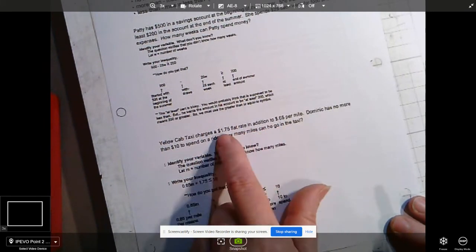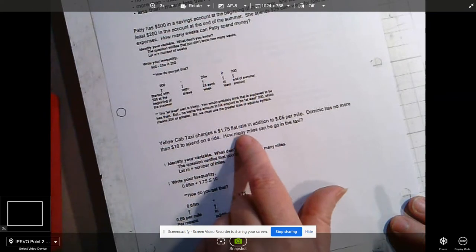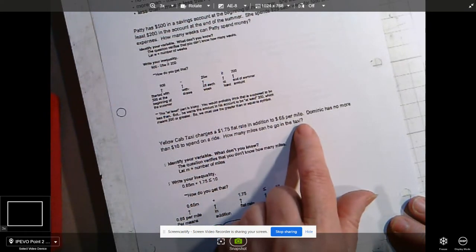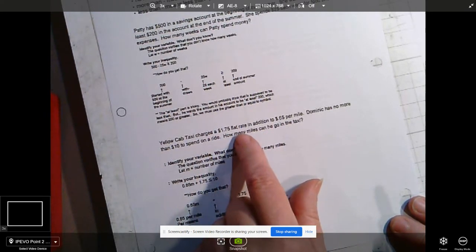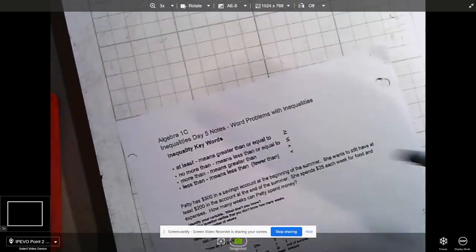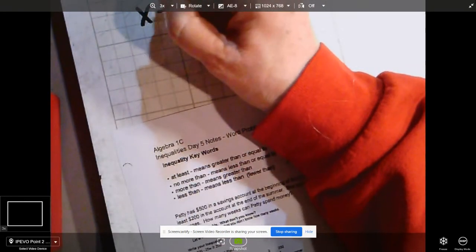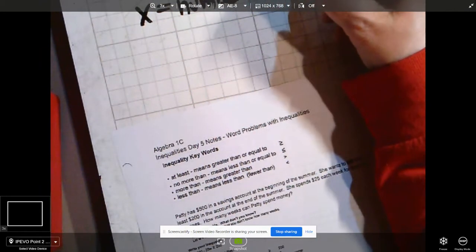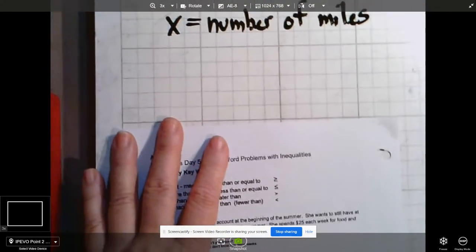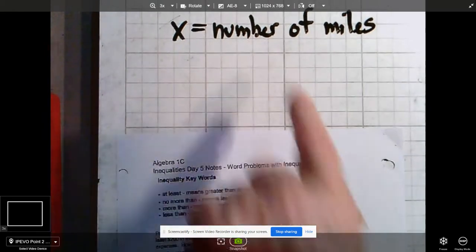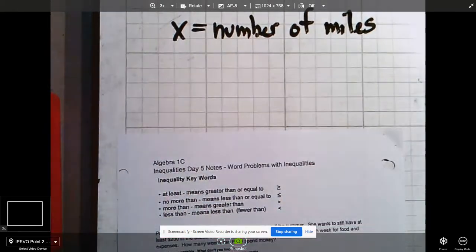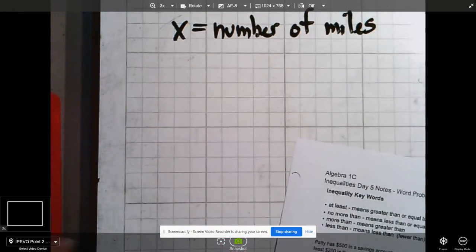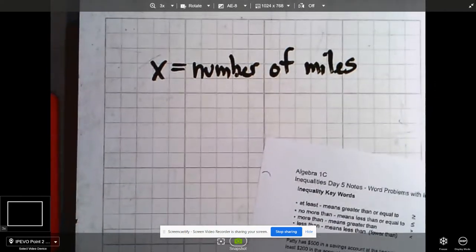Well, once again, the thing that you want to set your variable to is what you don't know anything about, or what the question is asking you, and it's asking you how many miles. So I'm going to set my variable to the number of miles. And make sure you don't just write miles, because sometimes your variable can be the cost of the miles, the cost of something. So it's not the cost, it's the number of miles. So don't skip using that word number in there. All right.